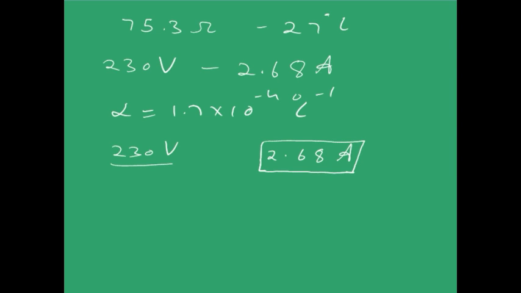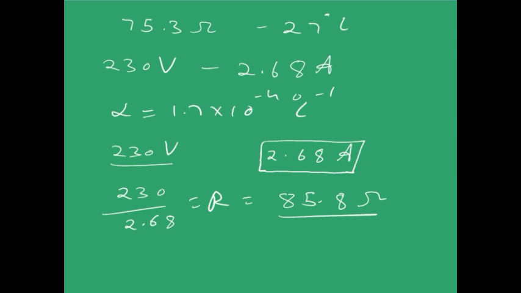By Ohm's law, V is equal to IR. I can say that V by I is equal to R. I get it to be 85.8 ohms. And this is the resistance of the wire at the steady temperature. Say T be the steady temperature. And they gave you that 75.3 was the resistance at room temperature. Now, you know the formula that relates the resistivity to temperature, that is rho t is equal to rho naught into 1 plus alpha delta t, right?